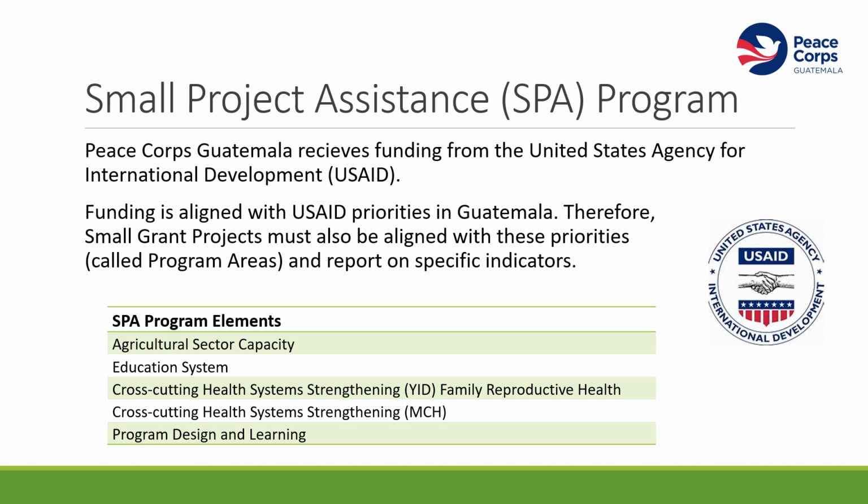The program elements available are agricultural sector capacity, education system, cross-cutting health system strengthening for family reproductive health, cross-cutting health system strengthening related to MCH, and program design and learning.